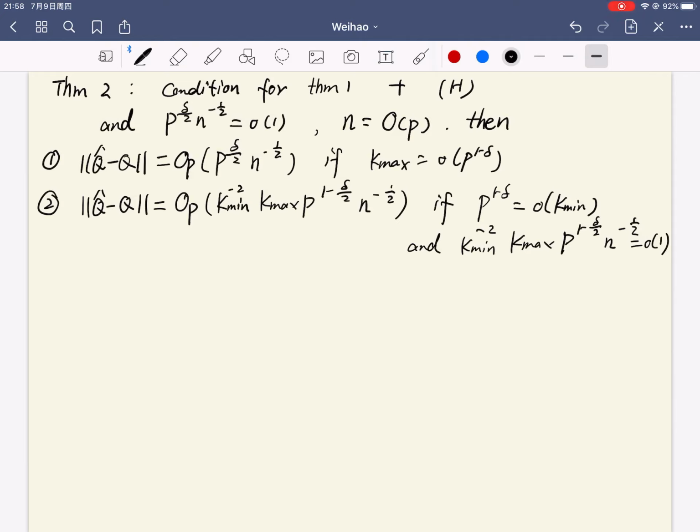Compared with theorem 1, we see that the rate is improved by a factor of p power delta over 2. We give the proof for this theorem. We have the new assumption on the epsilon t, and this assumption will affect the rate of convergence for this term.